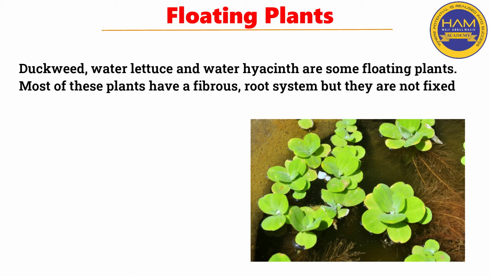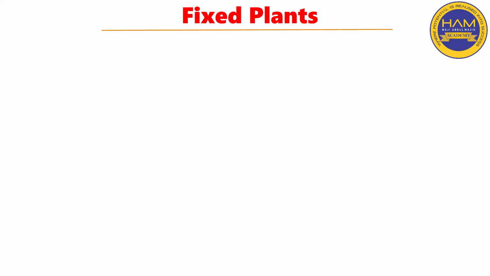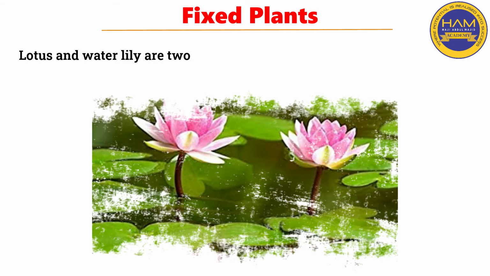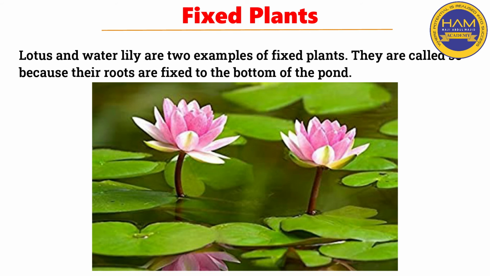Most of these plants have a fibrous root system, but they are not fixed at the bottom of the water body. Their roots just float below the surface. What are fixed plants? Lotus and water lily are two examples of fixed plants. They are called so because their roots are fixed to the bottom of the pond.